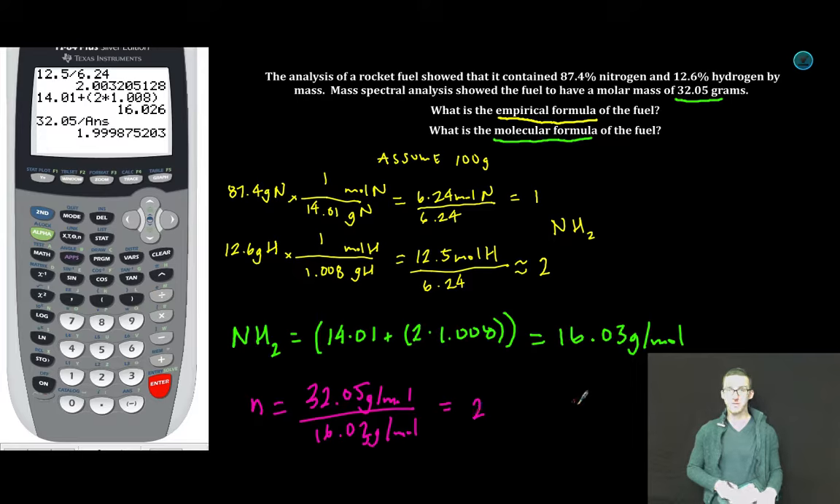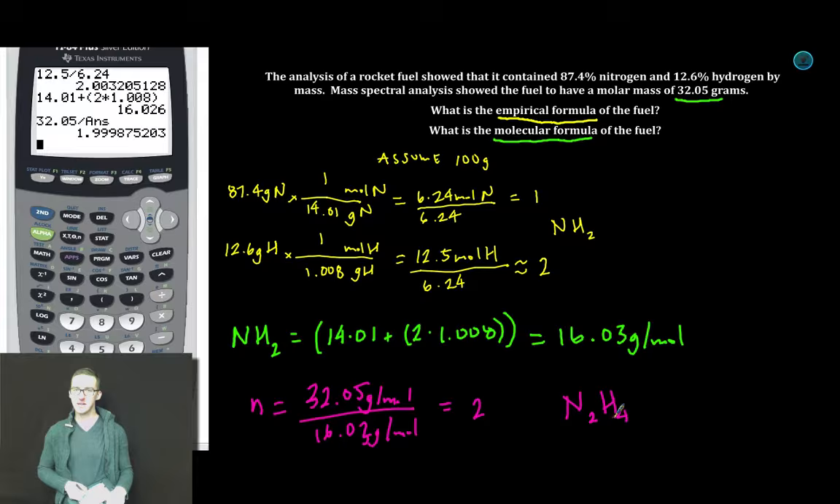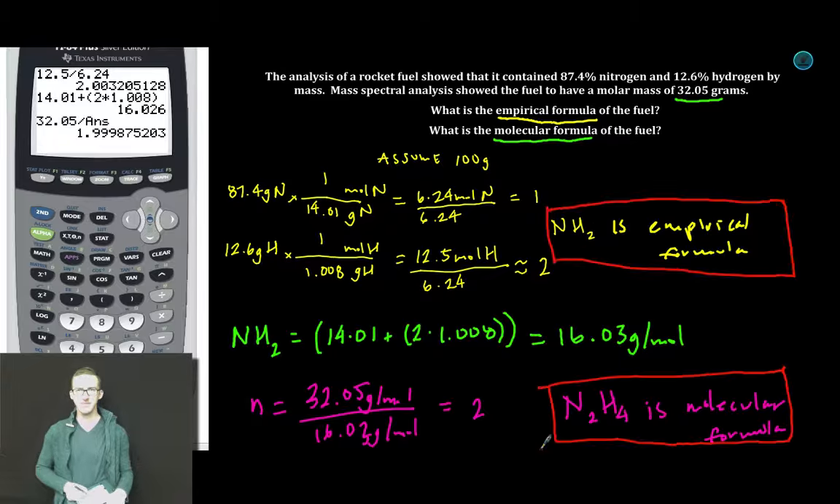So my molecular formula is going to have the formula N2H4, or twice the value of the subscripts that we saw in the empirical formula. Molecular formula. Empirical formula. Just to clarify. Boom, double boom. We are done.